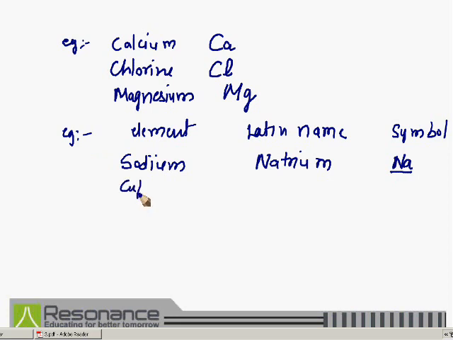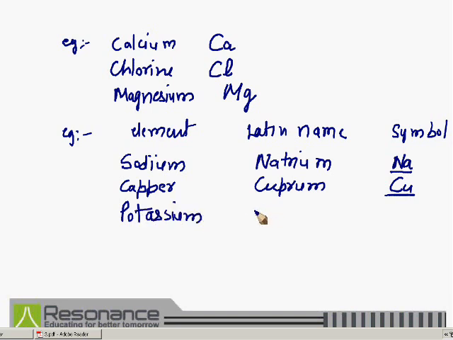And another example, copper. The Latin name of copper is cuprum. Now we can take the first letter of cuprum and the second letter U, and we can represent copper by Cu. Now we can take the example of potassium. The Latin name of potassium is kalium. The first letter of kalium is K, and now we represent kalium, meaning potassium, by K. There are a lot of examples in which Berzelius used the first or another letter of the name of an element.